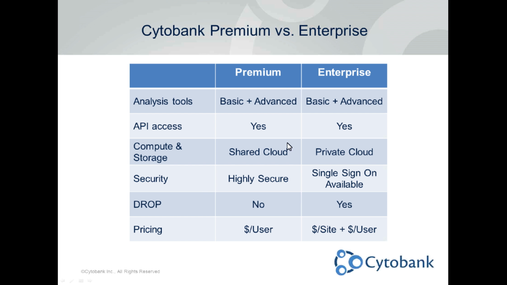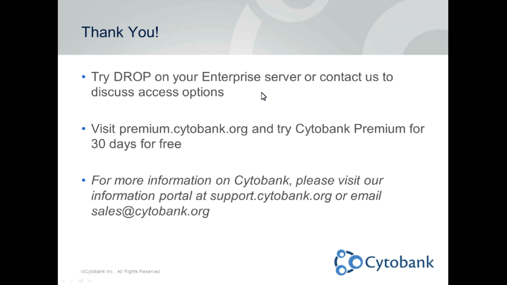But, and I've mentioned this before, how do you get access to this? There are two main versions of Cytobank. Premium is the a la carte version. Enterprise is a named version of our server. It's for your site, and it has some distinguishing characteristics. For right now, Drop is only available on our enterprise servers. If you'd like to try Drop and you don't have access to a Cytobank enterprise server, please get in touch with us to talk about how you can get access, because we're willing to chat.